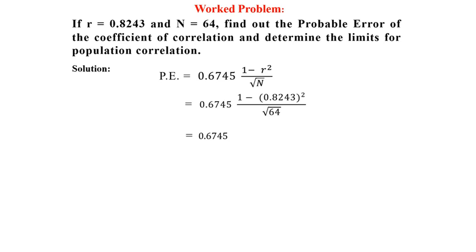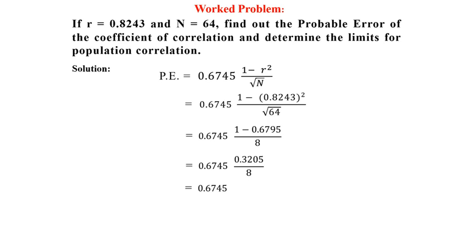Let us simplify this. 0.6745 remains the same. 1 minus 0.8243 into 0.8243. It will be 1 minus 0.6795. Square root of 64 means 8. Okay, simplify this. 0.6745 will remain the same. So 1 minus 0.6795, you deduct it, you will get 0.3205 whole divided by 8. So divide 0.3205 by 8 and multiply by 0.6745.